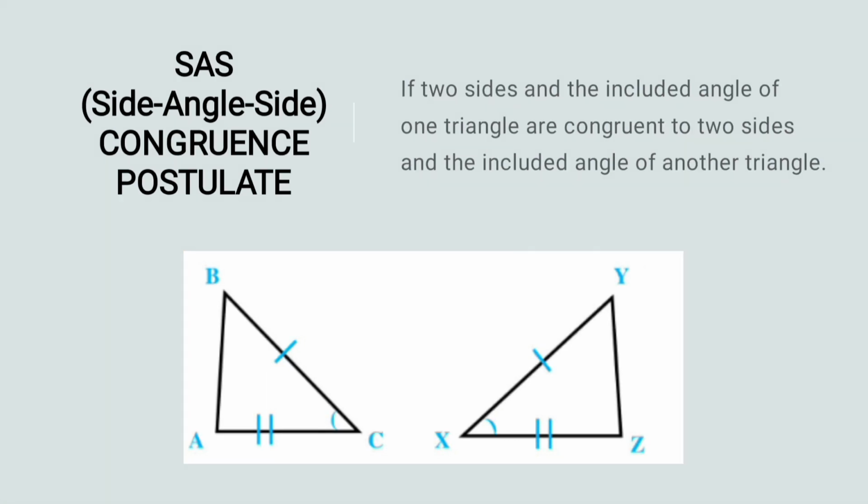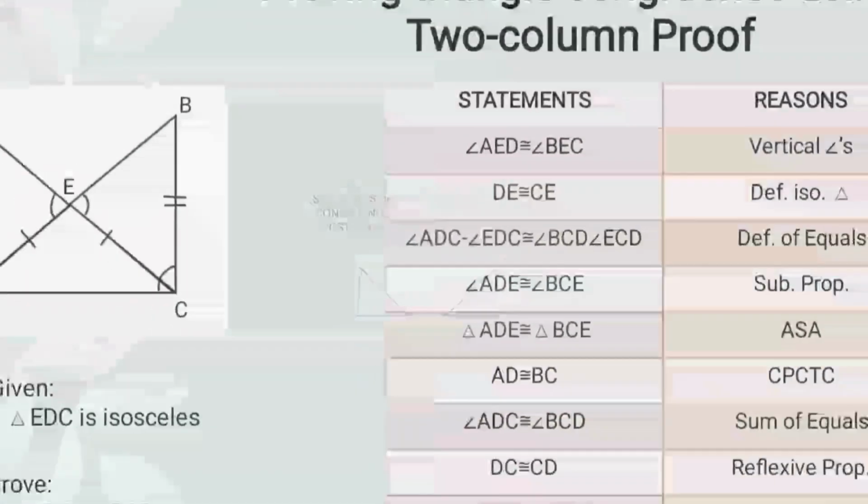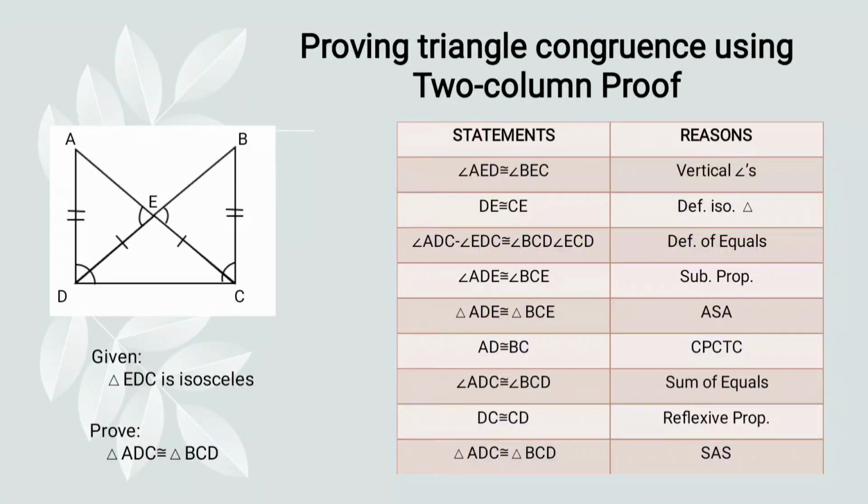In the next slide, I will discuss the side-angle-side using two-column proof. So this one, proving triangle congruence using two-column proof. We have this triangle with points A, B, C, D, and E. To prove this, we can use the two-column proof. Our given is triangle ADC is isosceles.